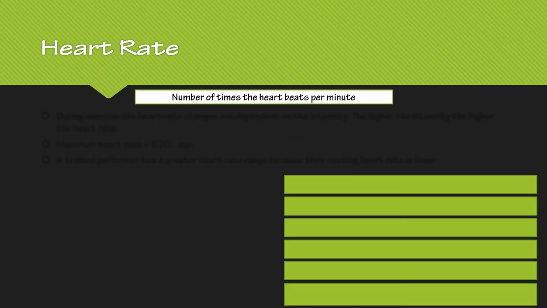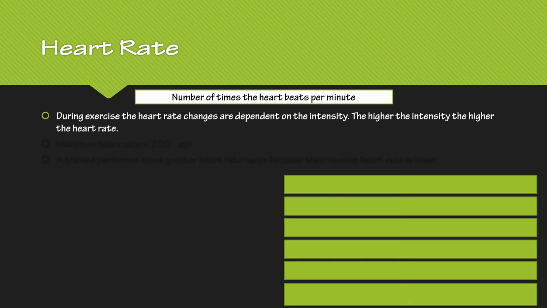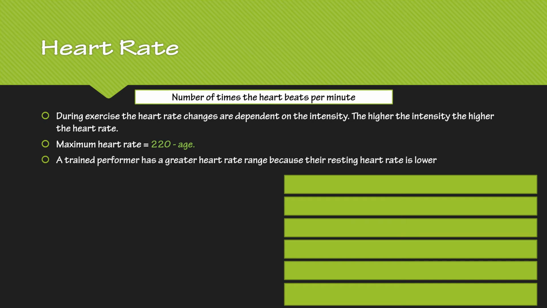Okay, let's look at heart rate. Now, heart rate is the number of times that the heart beats per minute. During exercise, obviously the heart rate changes, and during exercise it actually increases. And this is dependent on the intensity. The higher the intensity, the higher the heart rate, because we need more blood getting pumped around the body. To work out your maximum heart rate, calculate 220 minus your age, so you could do that for yourself. A trained performer has a greater heart rate range, and that is because their resting heart rate is lower. When we come to look at the effects of training on the heart, we'll explain why that is.